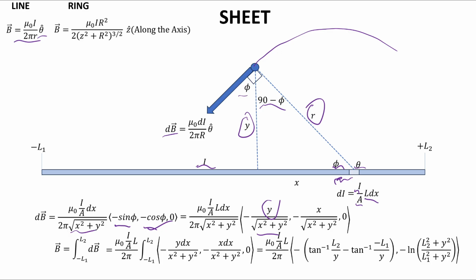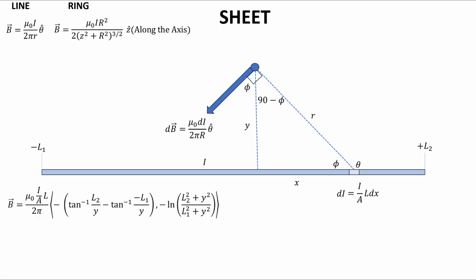And so what I'm going to do is the same trick I did last time. I'm going to say, you know what? Let's just take L2 and L1 to be infinity. So now I'm going to find the magnetic field of an infinite sheet. When I plug in L2 equal infinity, this guy becomes pi over 2. And this guy becomes minus pi over 2. So those are going to add. You have pi over 2 minus pi over 2. And this guy, when these are infinity, you have the log of infinity over infinity, which is the log of 1. It's going to vanish.